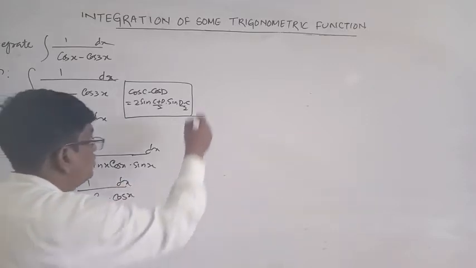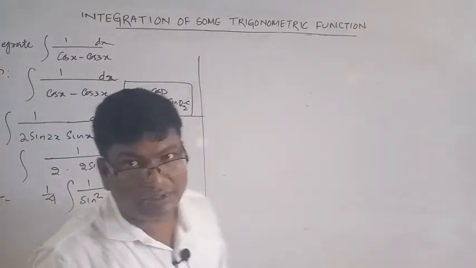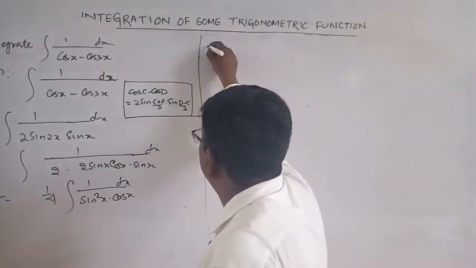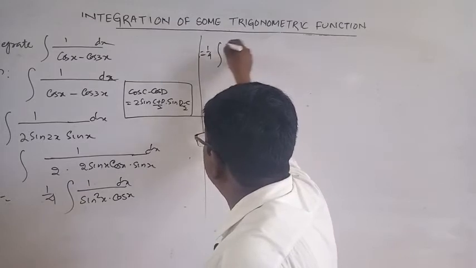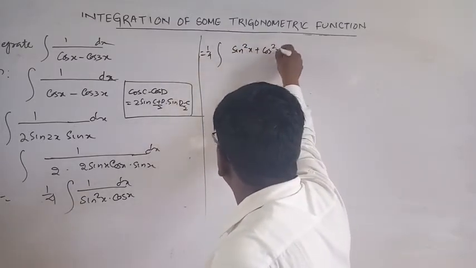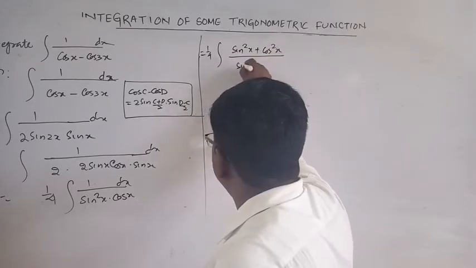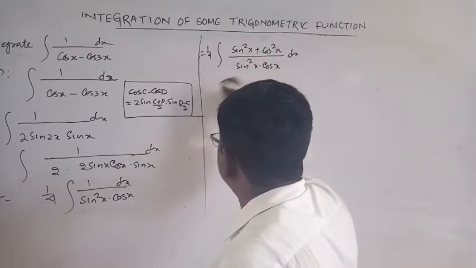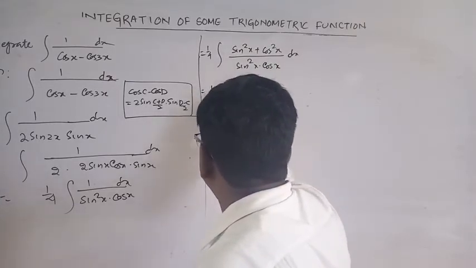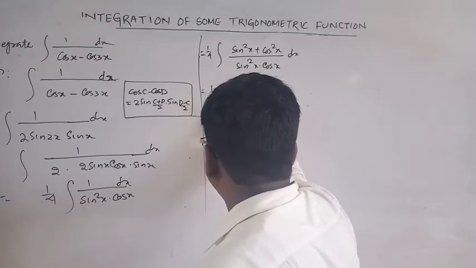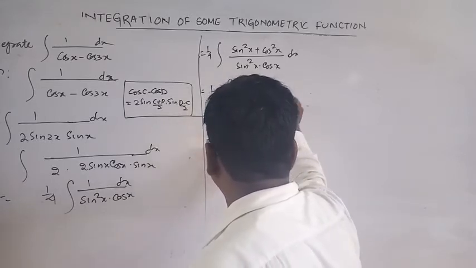Now put 1 is equal to sin square x plus cos square x. So 1 by 4, 1 means sin square x plus cos square x divided by sin square x into cos x dx. So 1 by 4 sin square x divided by sin square x into cos x dx.